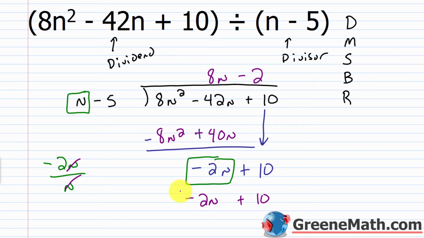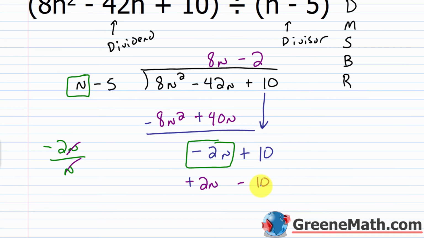But for the sake of completeness, let's go through and put parentheses around this guy and put a minus out in front. And then that reminds me, hey, I need to change the sign of each term. So this will be plus, this will be minus, and then I can erase this. Just a reminder for me. So negative 2n plus 2n is 0. 10 plus negative 10 or 10 minus 10 is 0. So I get a 0 there. Nothing else to bring down. So this 0 tells me that I don't have a remainder.